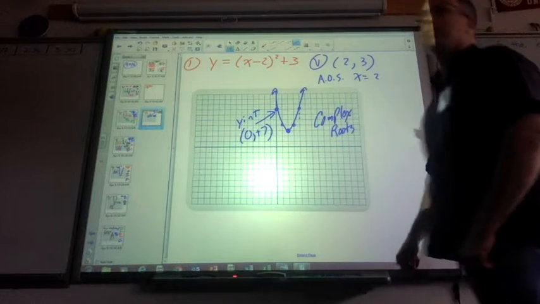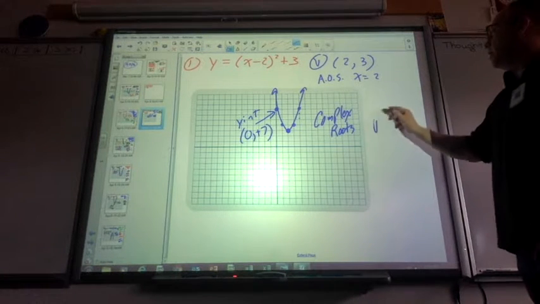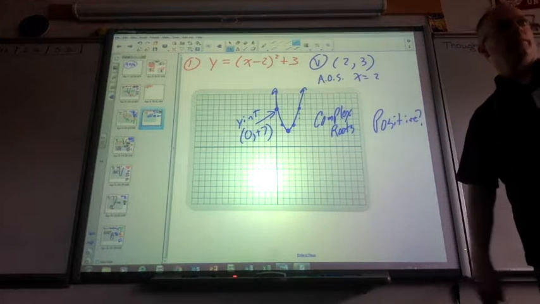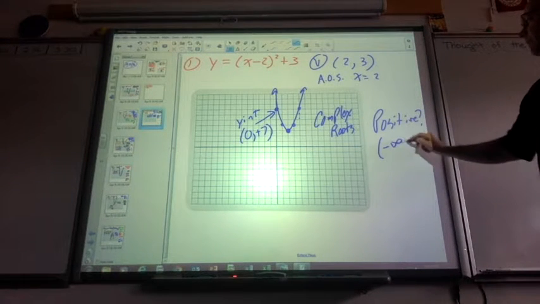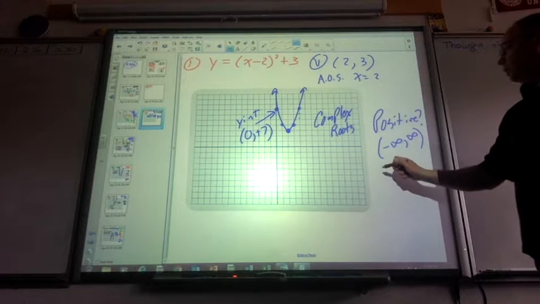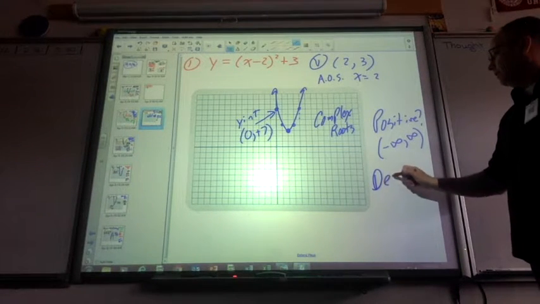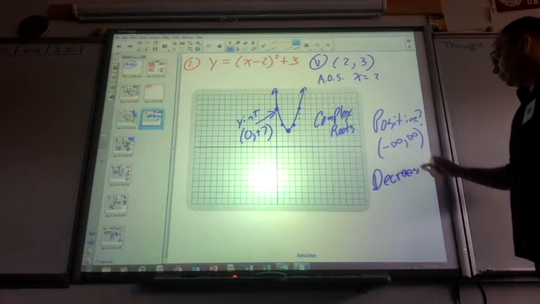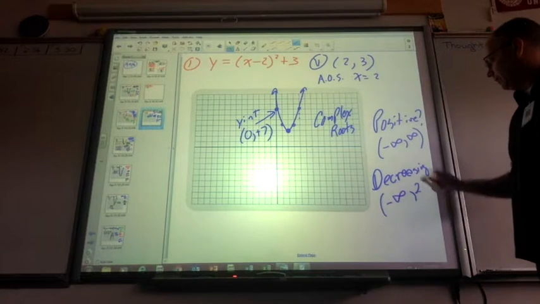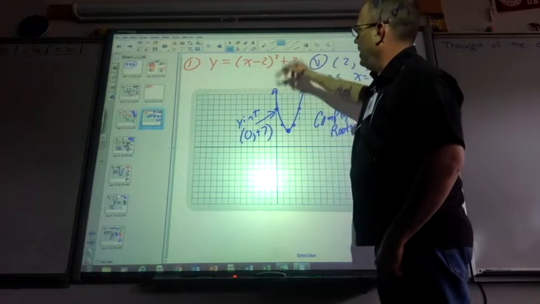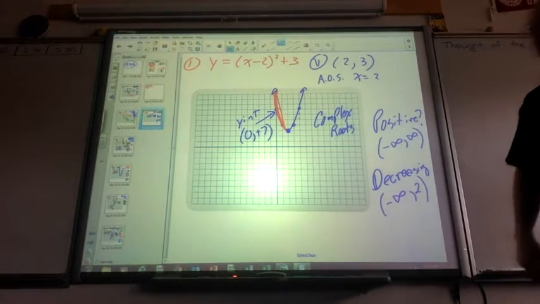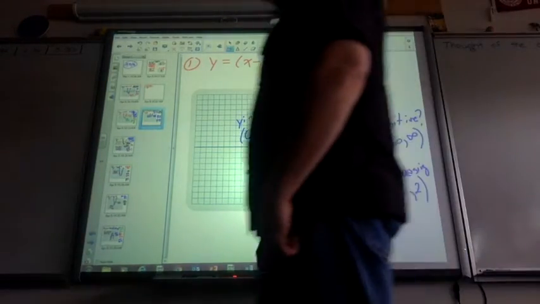All right. Quick question. Where is this graph positive? All of it. So negative to positive infinity. Good. Where is this graph decreasing? Negative infinity to 2. Good. So remember, decreasing means it's coming down. Okay? Let's move to the second problem. We good?